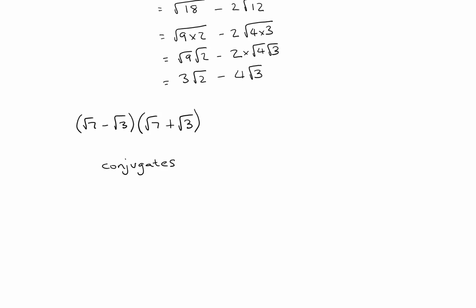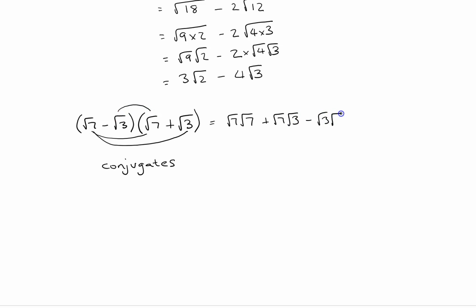Now, if we multiply these brackets out, we're going to get root 7 times root 7. We're going to get root 7 times root 3. We're going to get minus root 3 times root 7. And we're going to get minus root 3 times plus root 3. Now, I'm going to rearrange the order of this because this is multiplication and it's commutative. What I'm going to do is write out this term in the opposite order. Minus root 7, root 3, and we've got root 3 squared again.